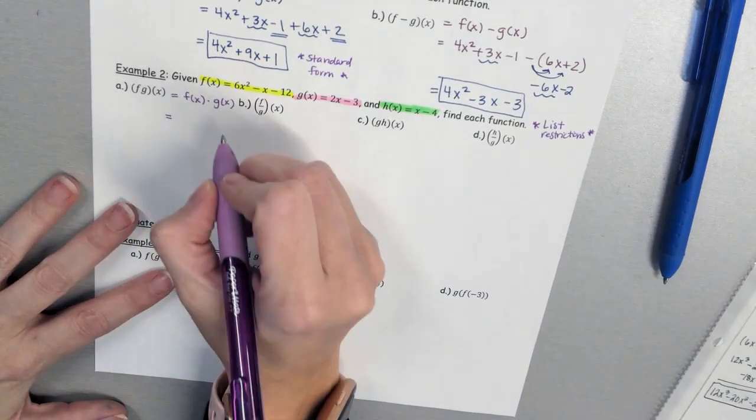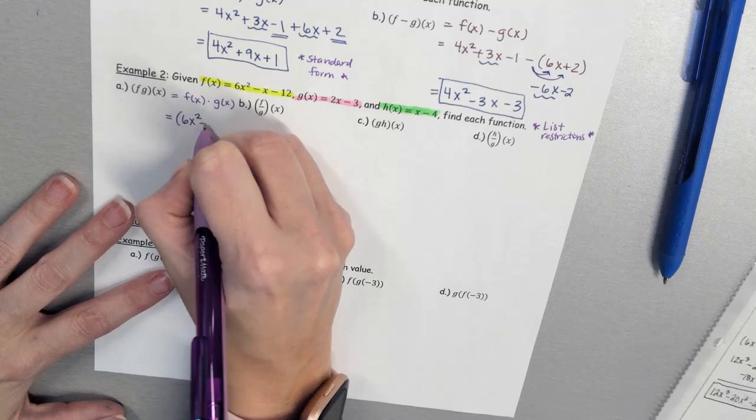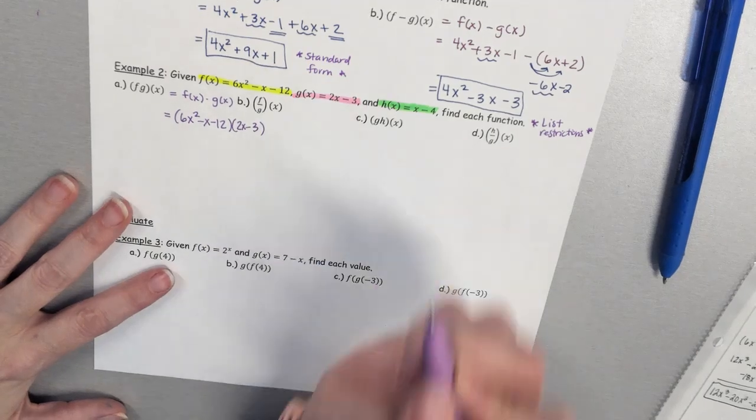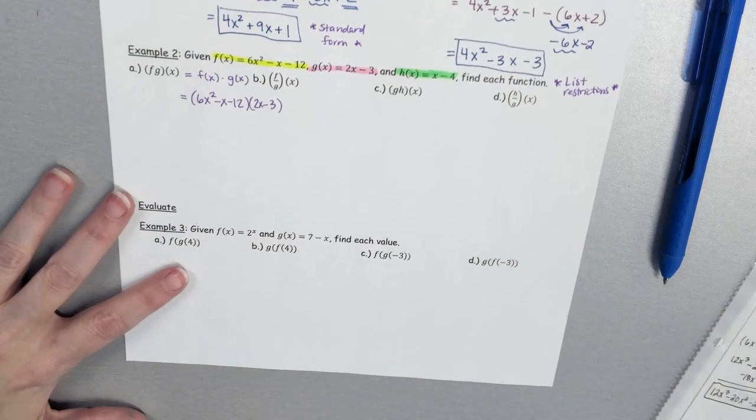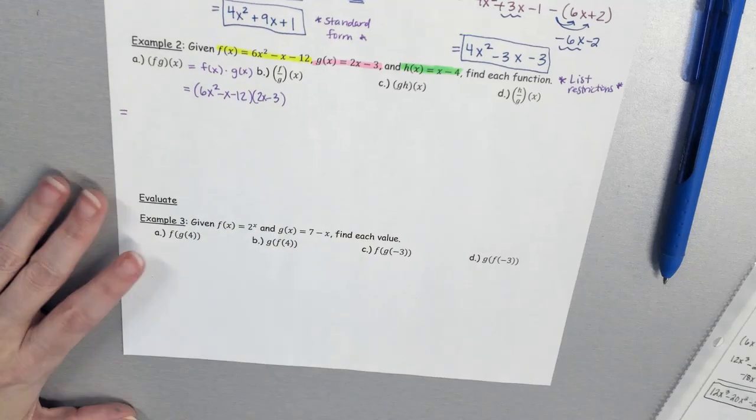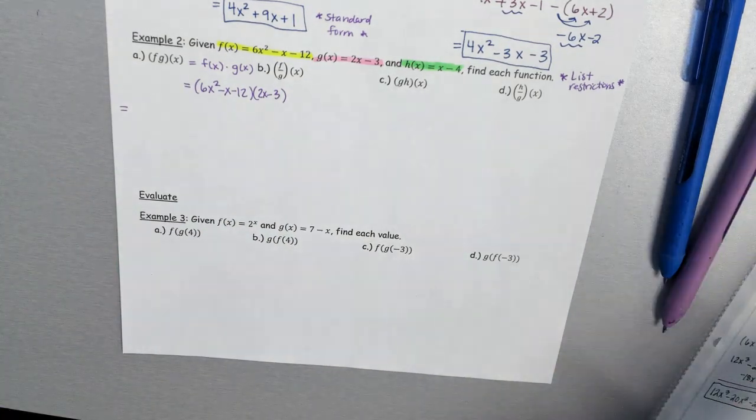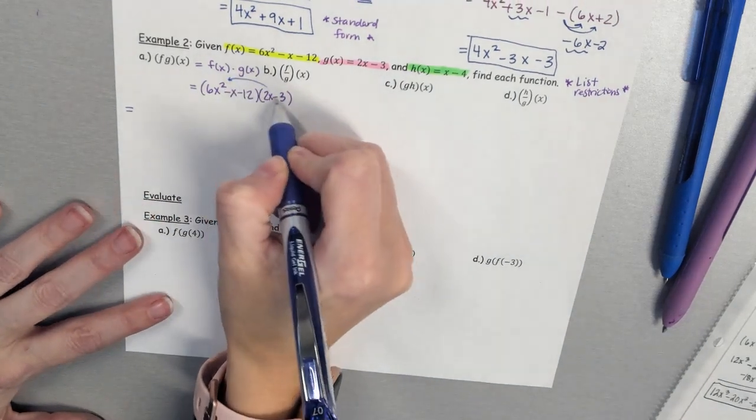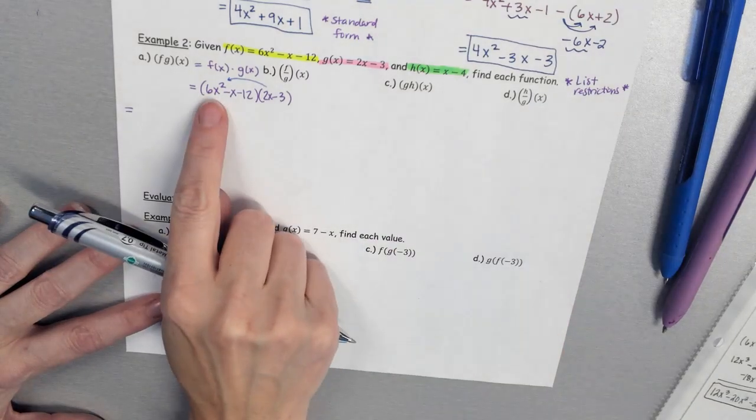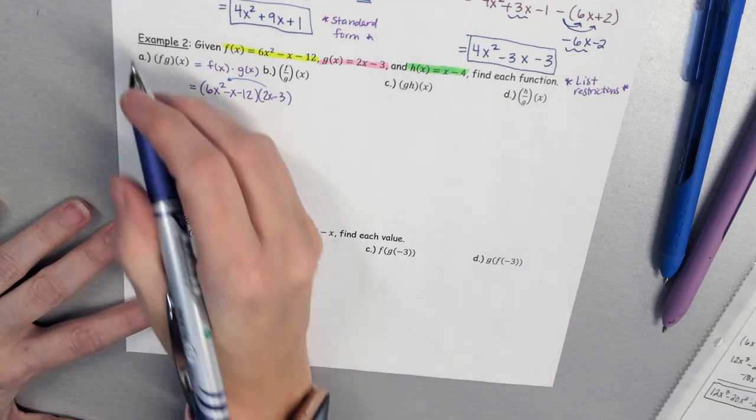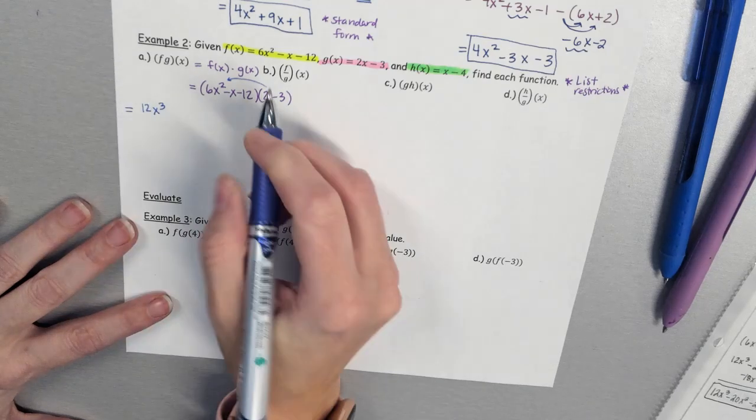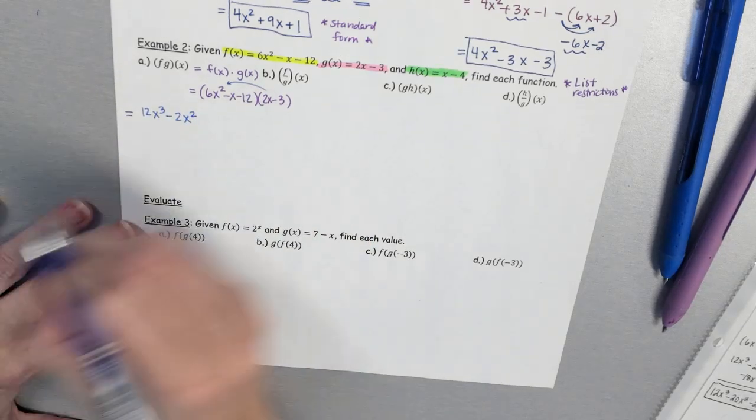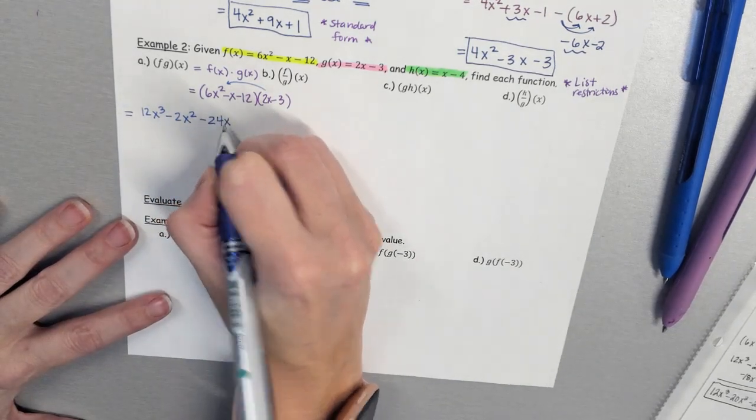Okay, so you are going to multiply 6x squared minus x minus 12 times 2x minus 3. Okay, and then you can decide how you want to multiply those. I like to distribute the smaller one to everything in the bigger one. So if you multiply by 2x, you get 12x cubed, 2x times negative x, negative 2x squared, minus 24x.